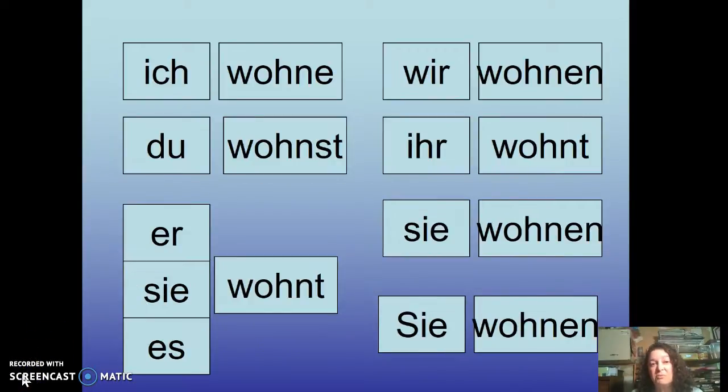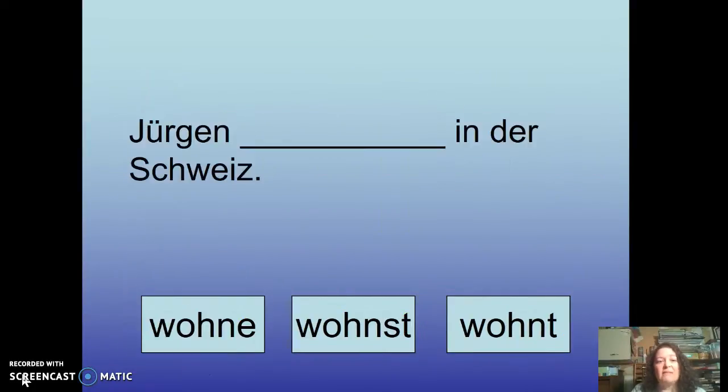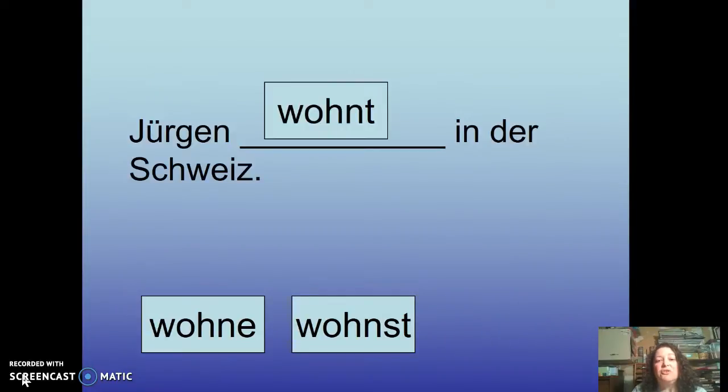And for our last verb, we've got wohnen. So it's a completely regular verb like you learned last chapter. Ich wohne, du wohnst, er wohnt, sie wohnt, es wohnt. Wir wohnen, ihr wohnt, sie wohnen, and Sie wohnen. So try to say the answers once again. Jürgen wohnt. He's a boy. It's like saying T ending.